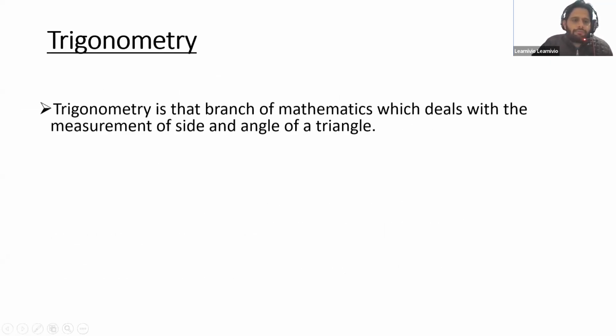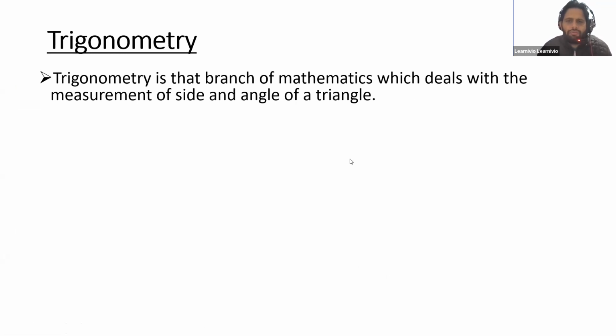We will take the definition. You already know about this. Trigonometry is that branch of mathematics which deals with the measurement of sides and angles of a triangle. So everything in trigonometry is related to the sides and angles of a triangle.